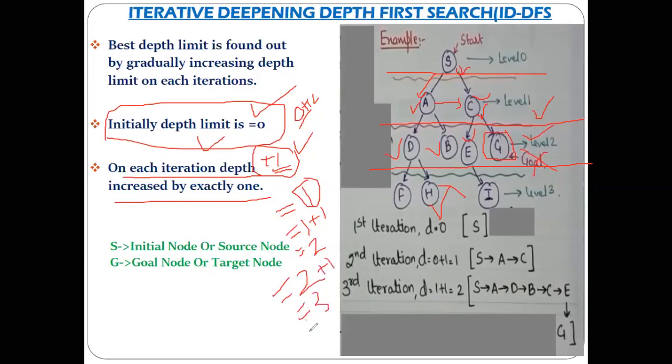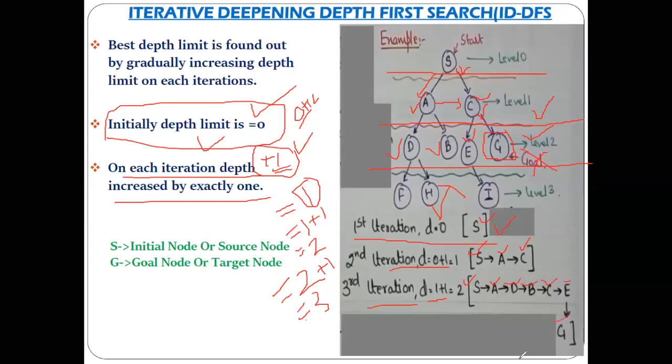One. And that is the things I have mentioned here only. First iteration, root node S. Second iteration, depth limit 0 plus 1. So first iteration, traversing being done on node S. Second iteration, traversing again has to start from S, then to the A, then to the C. Correct? Third iteration, depth limit becomes 1 plus 1. And again, these algorithms search from the starting node S to A, then D, B, C, E, G.